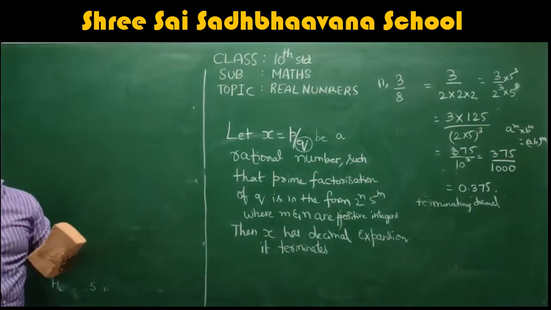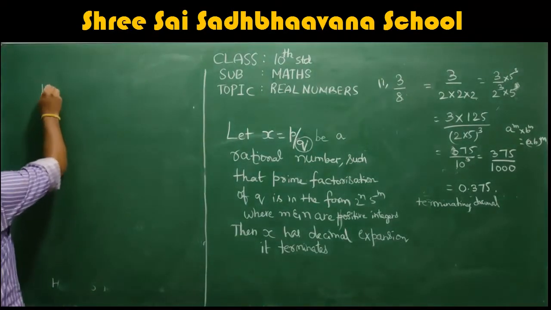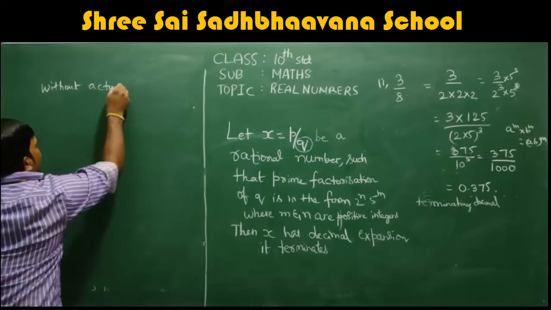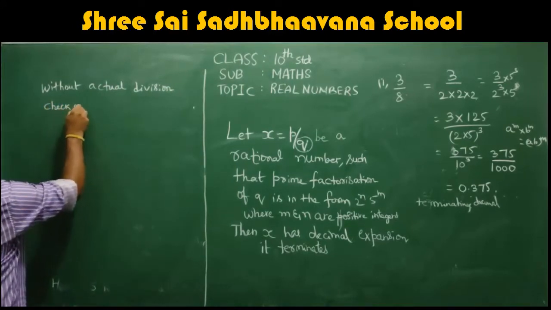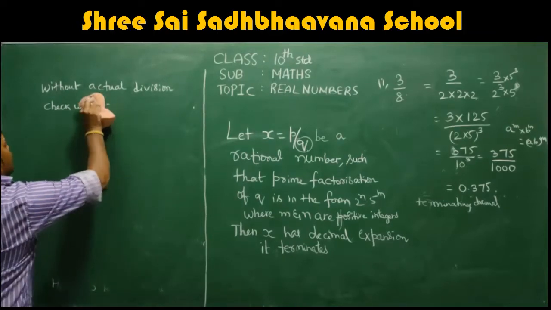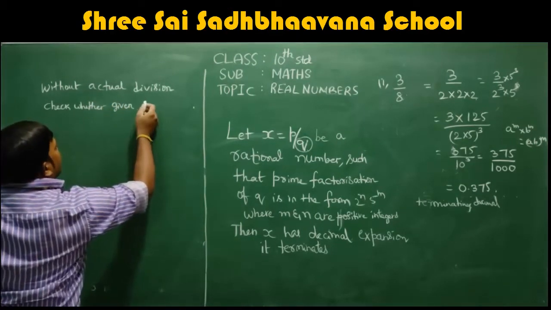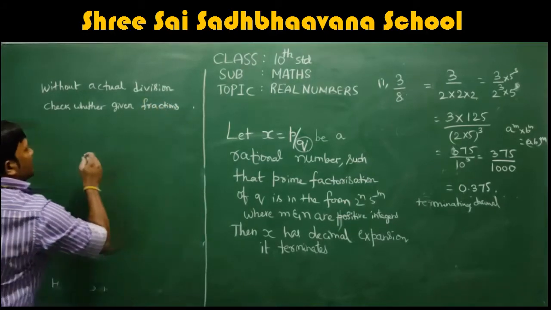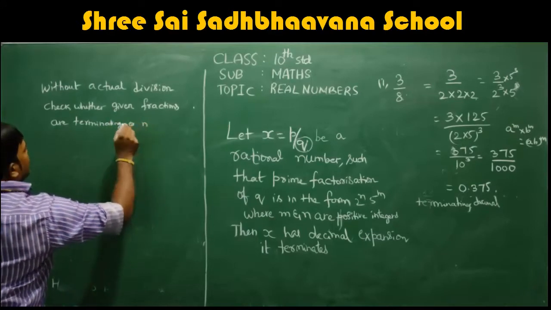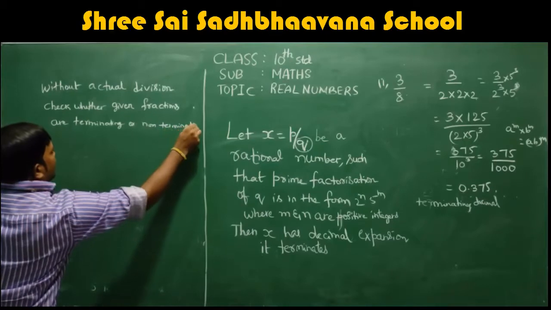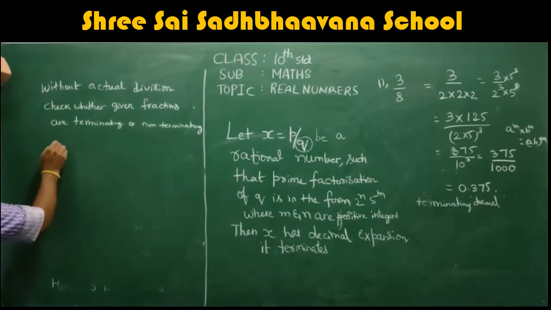Let me take one more example: 17 by 8. The question is, without actual division, check whether the given fractions are terminating or non-terminating. This is the question. So let me take one example, which is 17 by 8.